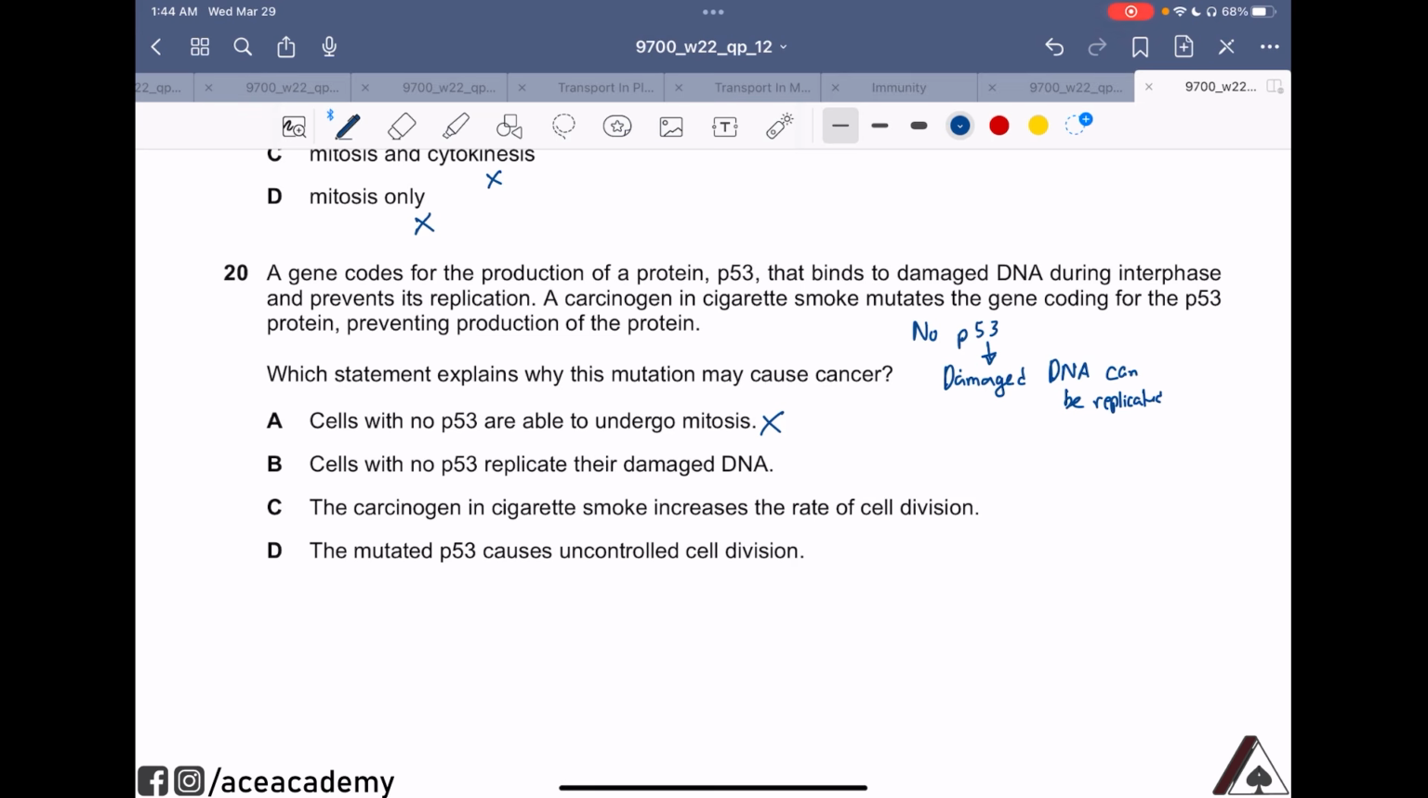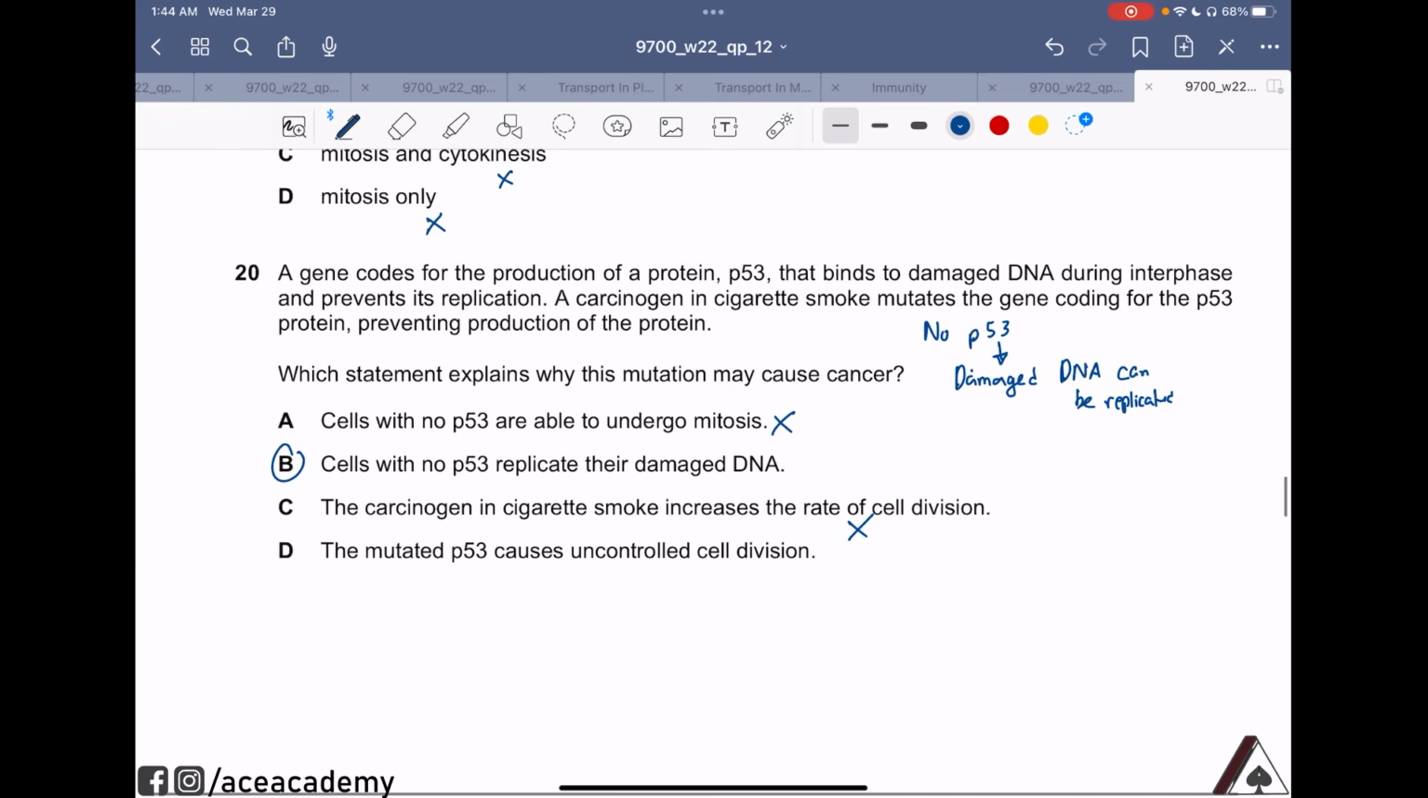Then there's option C, the carcinogen in cigarette smoke increases the rate of cell division. No, there is nothing about that. And then the mutated P53 causes uncontrolled cell division. No, this is not an oncogene. This is just a protein that prevents damaged DNA from being replicated. So B is the correct option over here for question number 20.